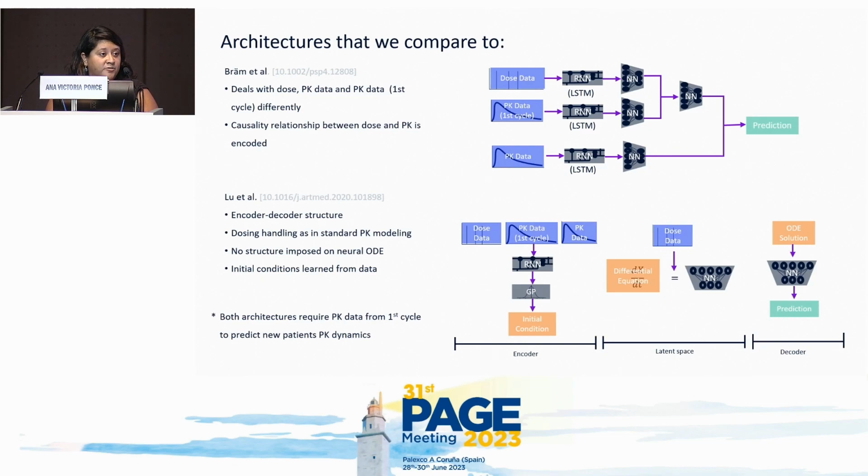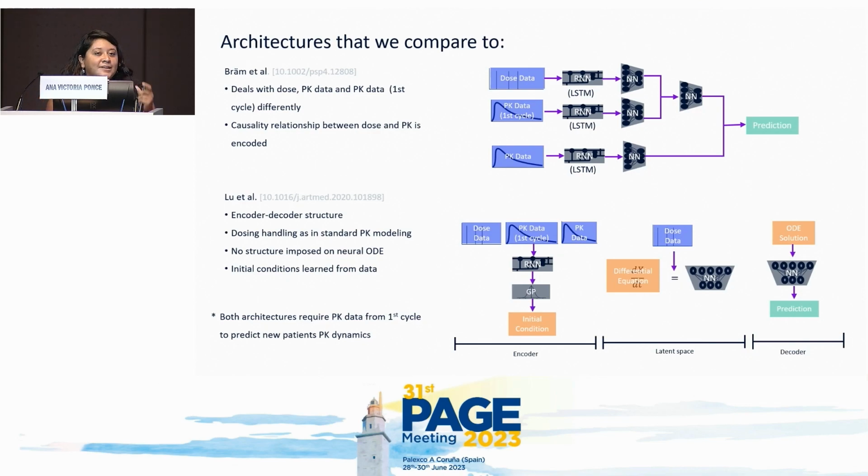Now, the other architecture that we take into consideration is the architecture that we refer to as the Liu et al. architecture, that can be found in that publication. This consists of an encoder-decoder structure such that the dose data and the PK data from the first cycle are encoded into an initial condition. This initial condition is then used for an ordinary differential equation that is defined in a latent space with a neural ODE, such that the right-hand side is a neural network and the dose is added in the standard way. The solution of this ODE is then decoded via a neural network in order to produce the model prediction.